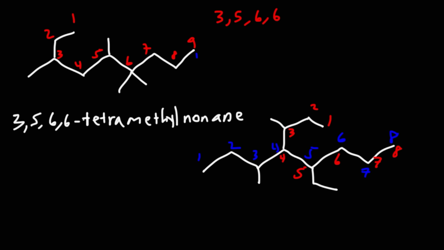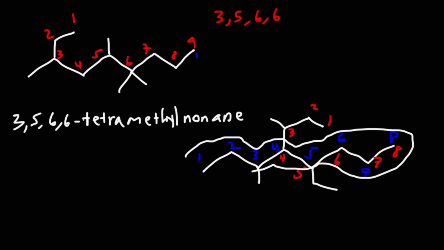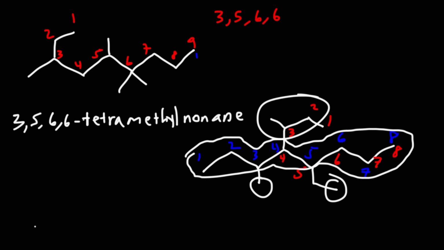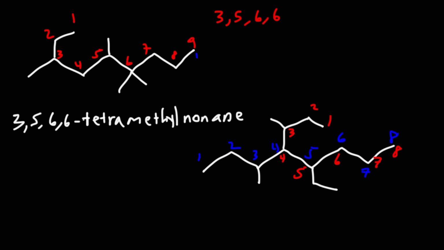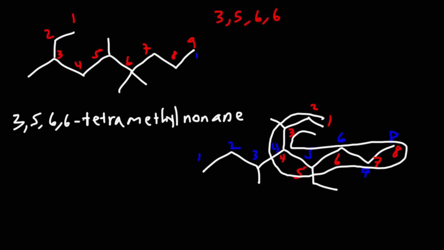So if you have 2 chains that are equal in length, what do you do here? Well, let's look at the blue chain. You want to choose the parent chain with the greatest number of substituents. Here, this will be 1, 2, 3 substituents. Now, if we look at the red chain, we have 1, 2, 3 substituents. It looks like these might be the same.